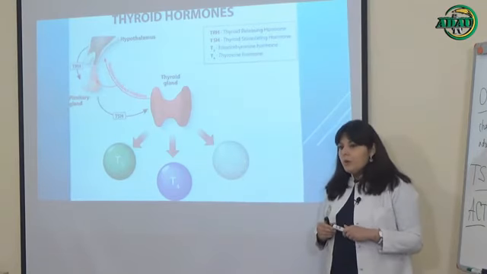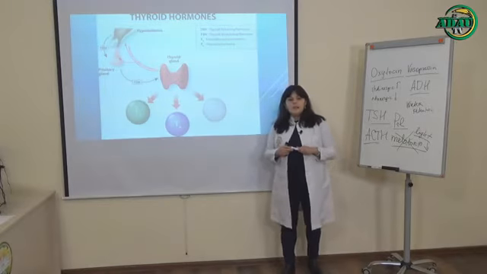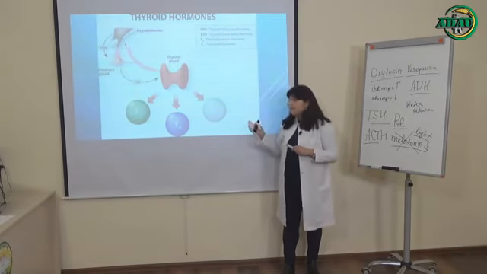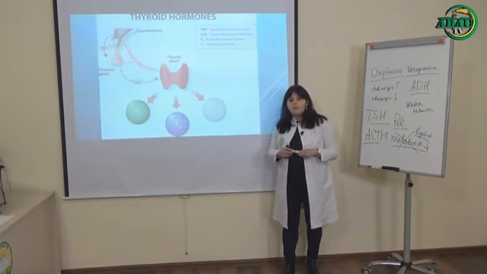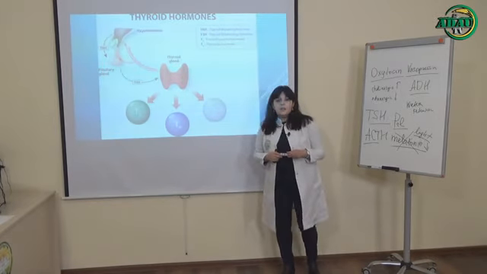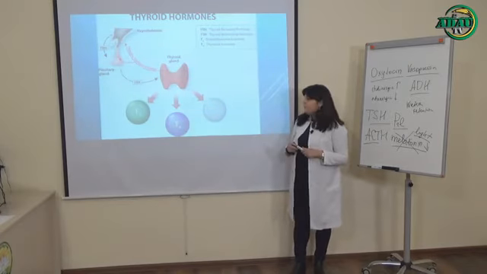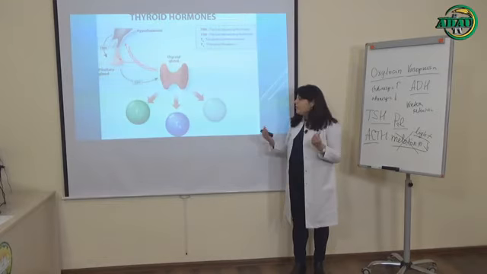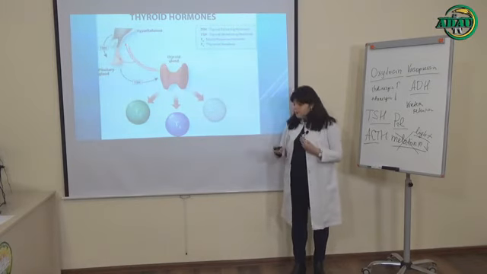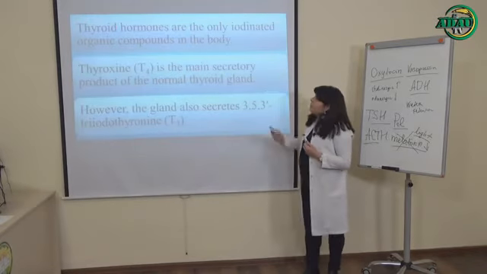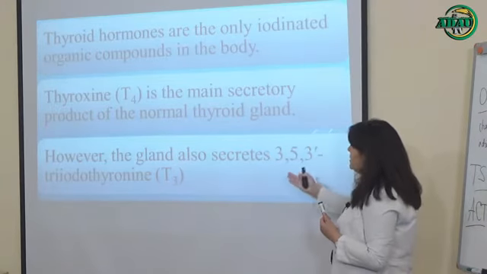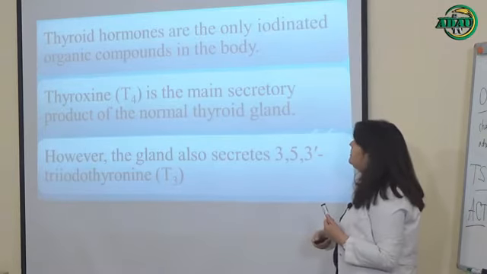Calcitonin is a very important hormone which regulates the level of calcium and phosphorus in the bone and in the blood. Also remember that this hormone, calcitonin, is an antagonistic hormone with parathormone, which is produced by the parathyroid glands. I'm going to explain the interaction of these two hormones just a little bit later. So here you can see T4, which is the main secretory product, and T3, triiodothyronine.